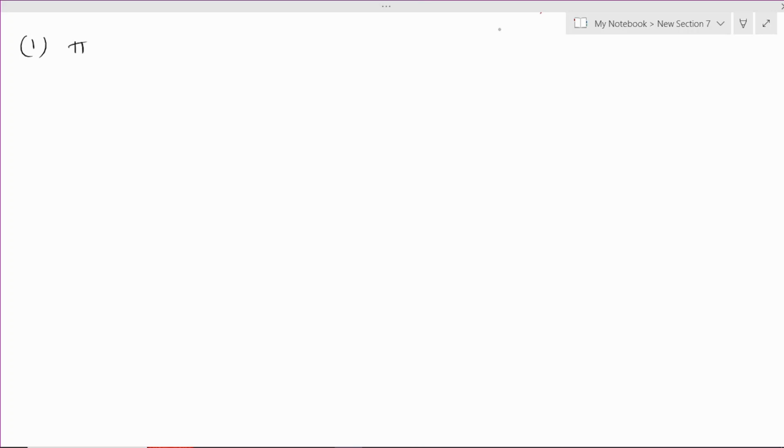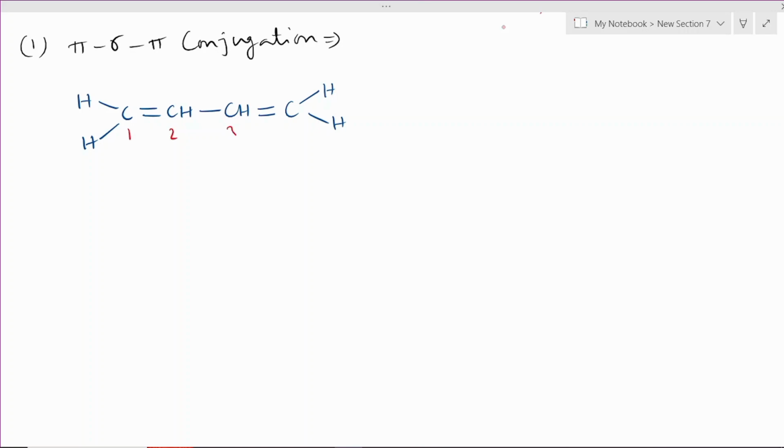Firstly, there is pi sigma pi conjugation. Suppose this system is taken. This is 1, 2, 3, 4, and it is buta 1,3 diene. Here we can see that this is a pi bond, this is a sigma bond, and there is a pi bond. So this is an example of pi sigma pi conjugation. Now how does resonance take place? Simply this pi bond shifts over here and this pi bond moves over here, and we get the canonical form.